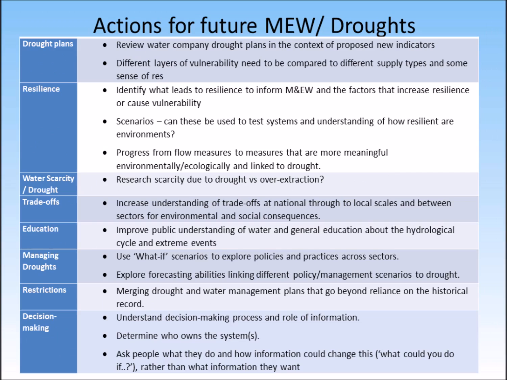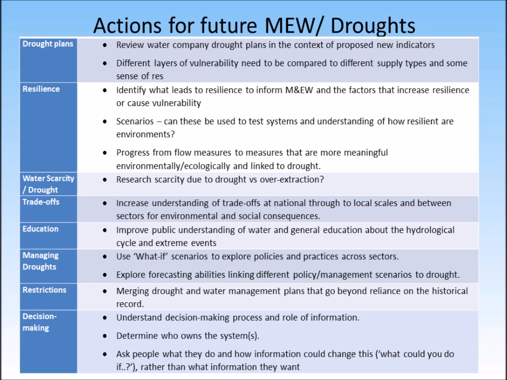and what kind of actions do we need to take to actually improve our thinking around what drought monitoring and early warning systems should be in the future. And here we come up with a series of actions that we might need to enact to actually improve the way that monitoring and early warning systems are developed, such that they represent more of the impacts of drought.